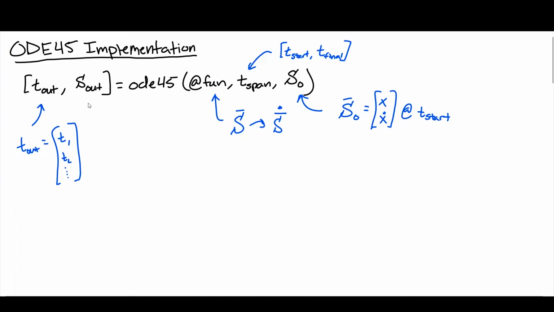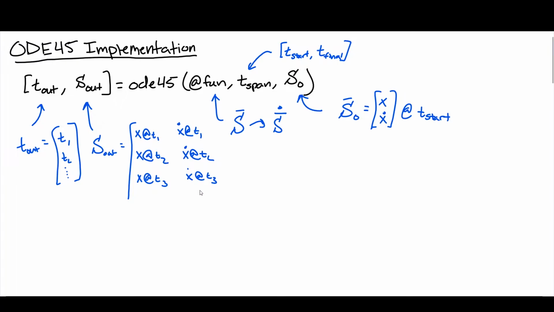The second output here, s out, represents our state variable vector at each time point. So if we consider x and x dot as our state variables, this would be x at t1 and x dot at t1. This would be x at t2 and x dot at t2 in the second row. And you'd have x at t3, x dot at t3, so on and so forth.